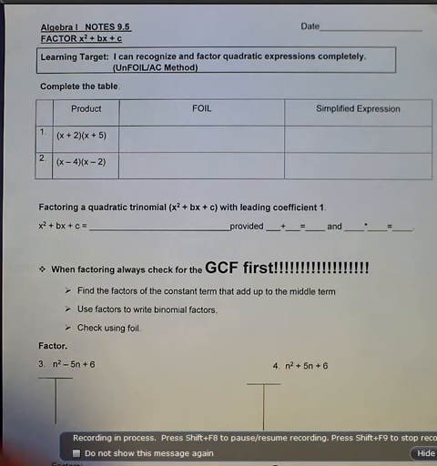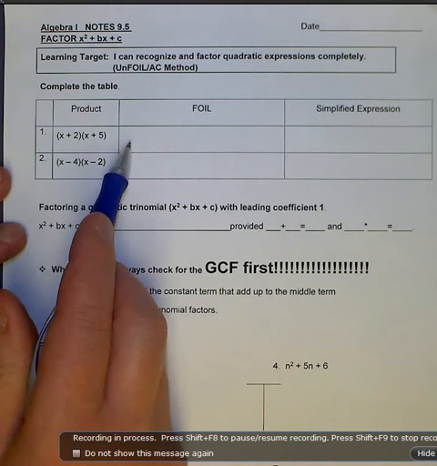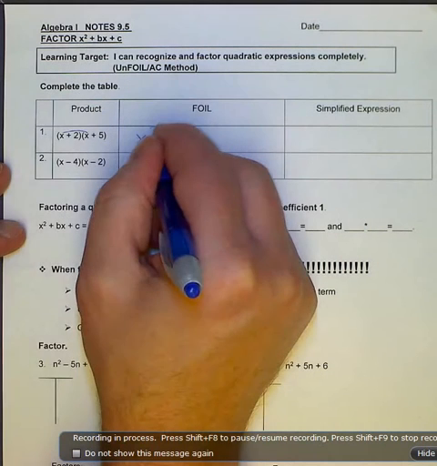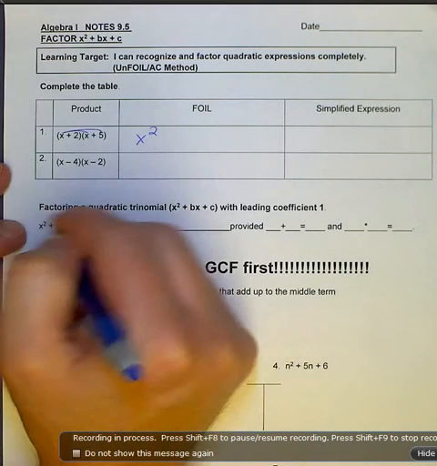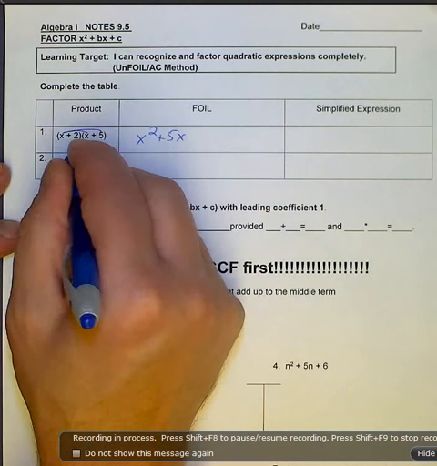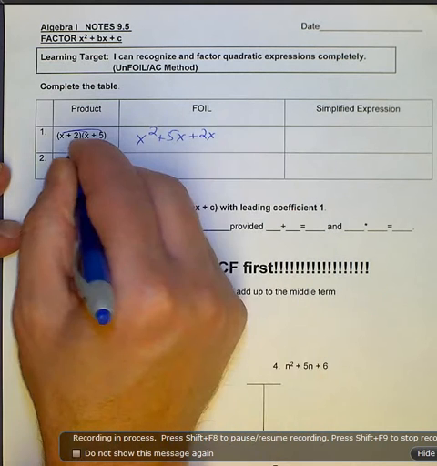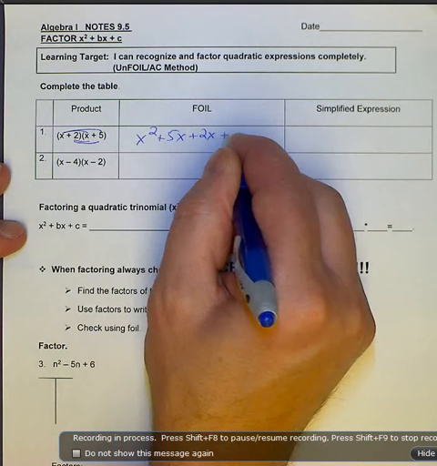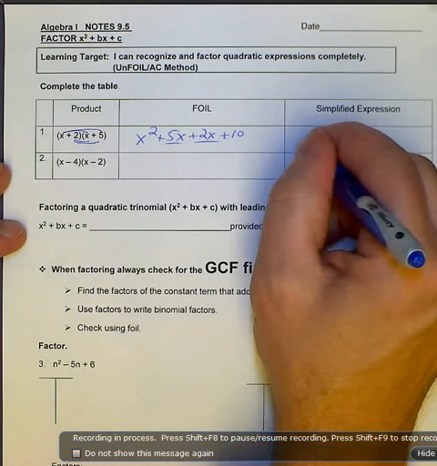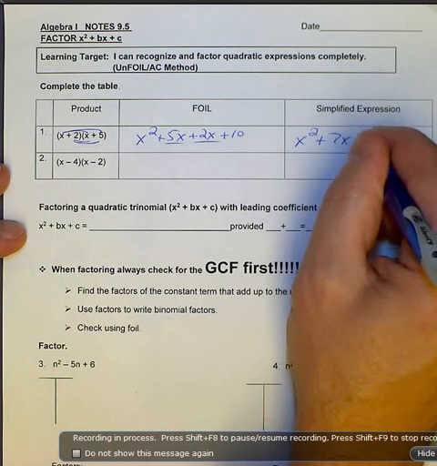We were given two binomials before. We could use the table method or FOIL. I'm going to use FOIL. We would do our first term. X times x is x squared. Our outside terms, x times 5 is 5x. Our inside terms, 2 times x is positive 2x. Our last terms, 2 times 5 is a positive 10. I'm going to combine my like terms in the middle, and I get my simplified expression of x squared plus 7x plus 10.